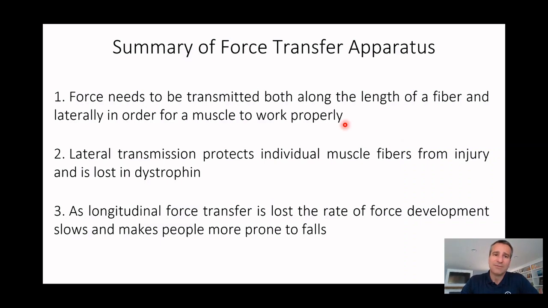So as far as lateral force transmission, when we talk about the force transfer apparatus, we're talking about both longitudinal, along the length of the fiber, and that is necessary for rate of force development and to transfer force to the tendons really well. And then we need to laterally transmit so that all of the fibers get linked together. And lateral transmission is protecting those individual muscle fibers from injury.